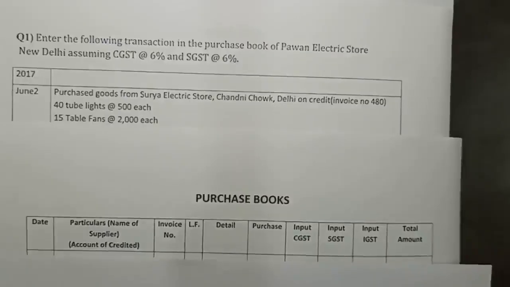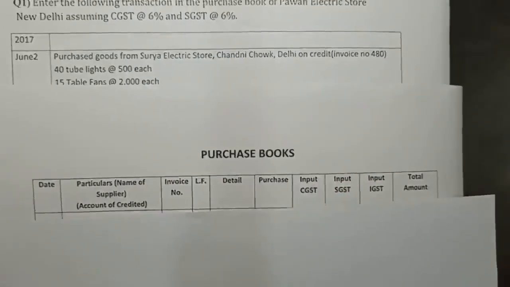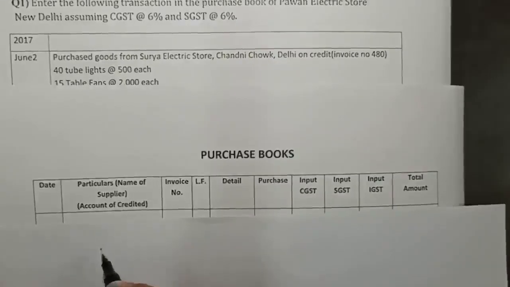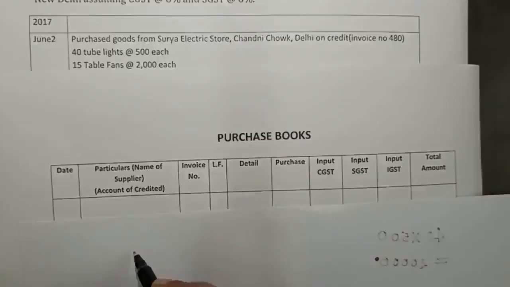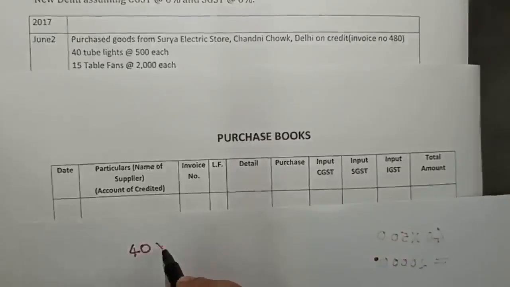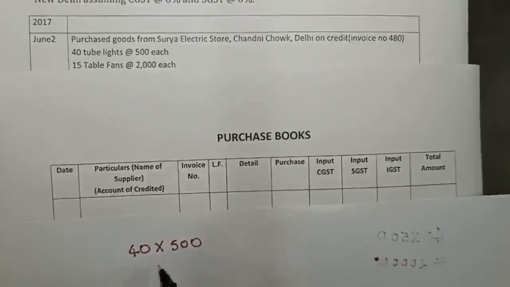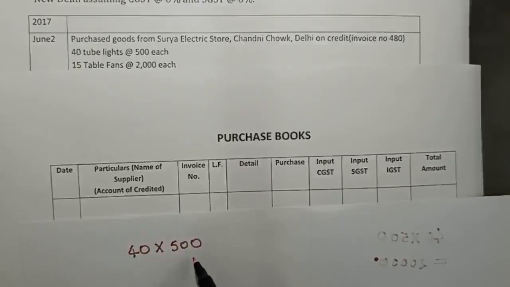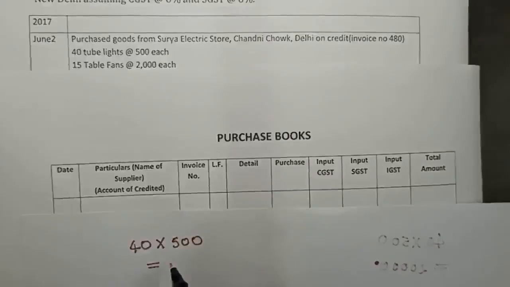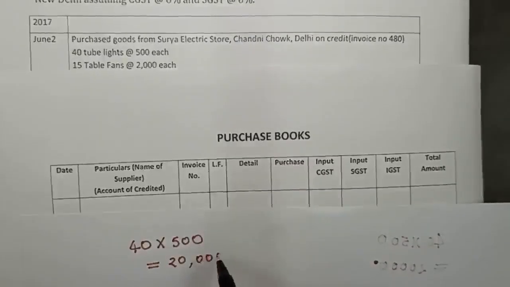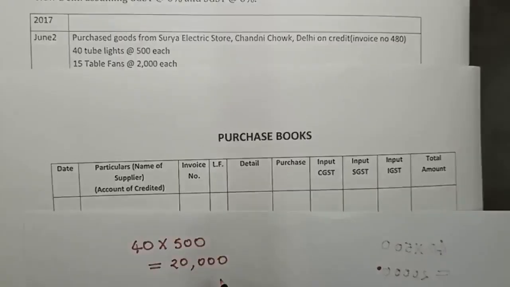So now to calculate the amount of tube lights, what are we going to write? 40 into 500. We are going to multiply because the cost of one tube light is rupees 500, and 40 is the number of tube lights purchased. It will be how much? 20,000. So 20,000 rupees of tube lights is being purchased from Surya Electric Store.